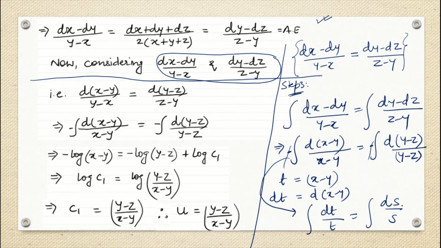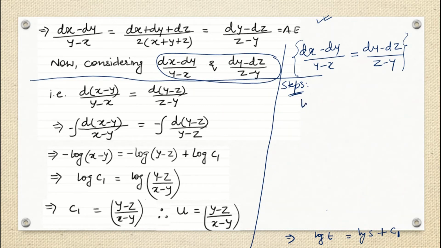So now what can I say? I know that the integration of 1 by t dt will give me log t. Similarly, here it is going to give me log s plus an integral coefficient. That means c1 I am going to add. So finally I can write that this is nothing but log x minus y, and then log y minus z, and then plus c1.